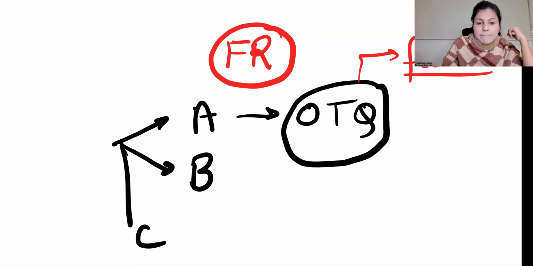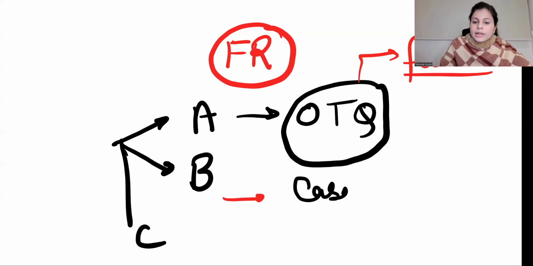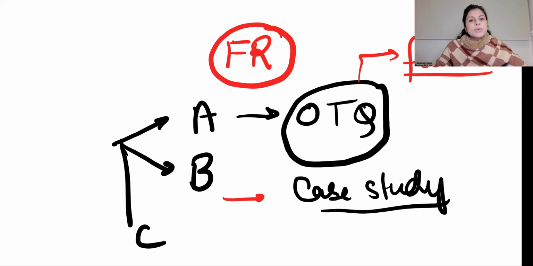Then section B, where we will talk about a case study. Not a case study where I have to theoretically solve things. It will be related to MCQs only. One piece of information would be given, and beneath that there would be 5 MCQs which I have to answer. So that is my section B.